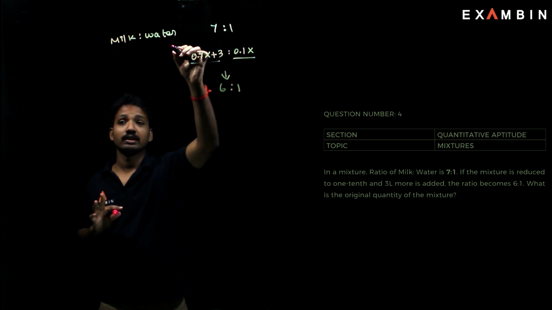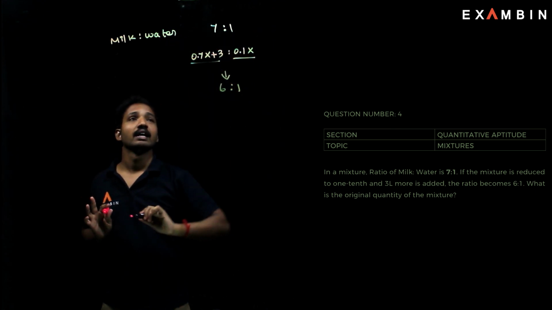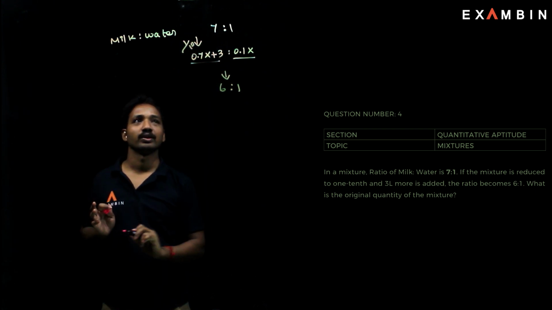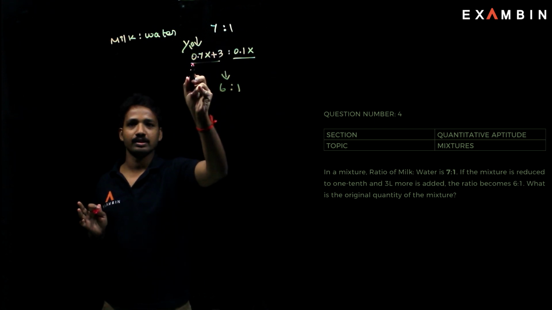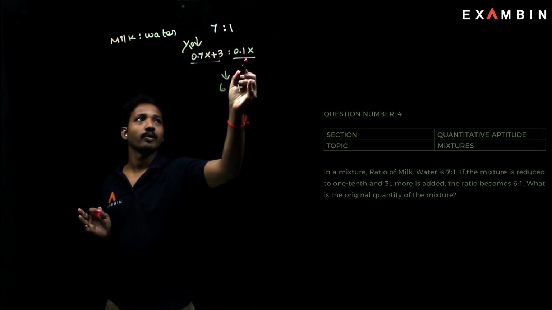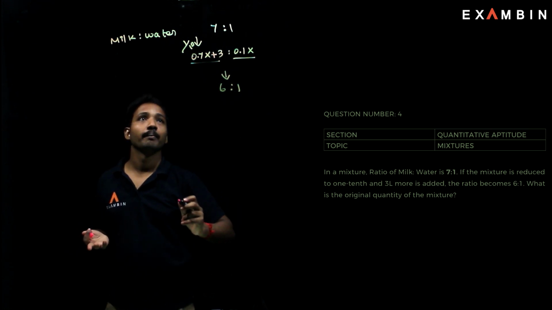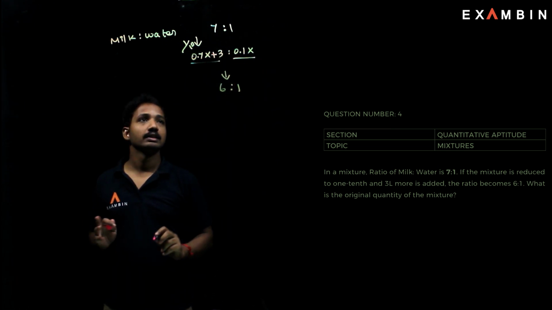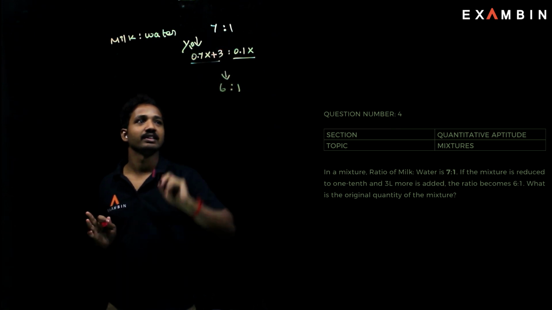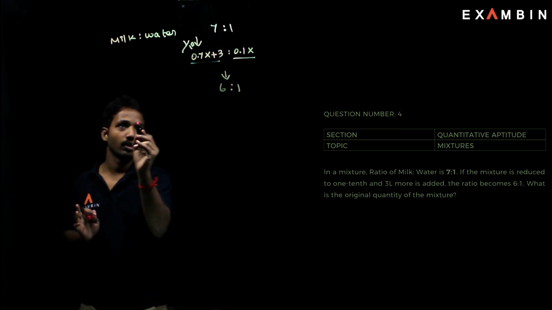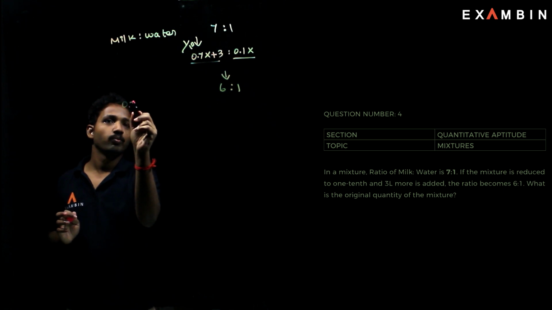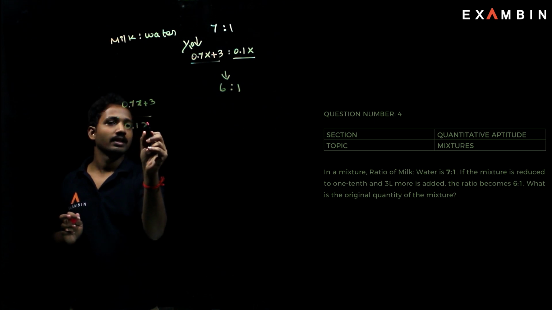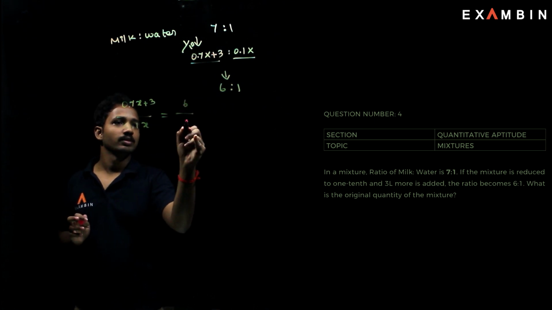So the milk is to water ratio is 7:1, and then it is reduced to 1/10 of the original value. 7 divided by 10, 0.7. 1 divided by 10, 0.1. I don't know the quantity of milk and water initially, so I'm adding x here, 0.7x, 0.1x. 3 liter of milk is added, so plus 3. So is equal to 6:1. So I'm writing this as an equation. 0.7x plus 3 divided by 0.1x is equal to 6 divided by 1.